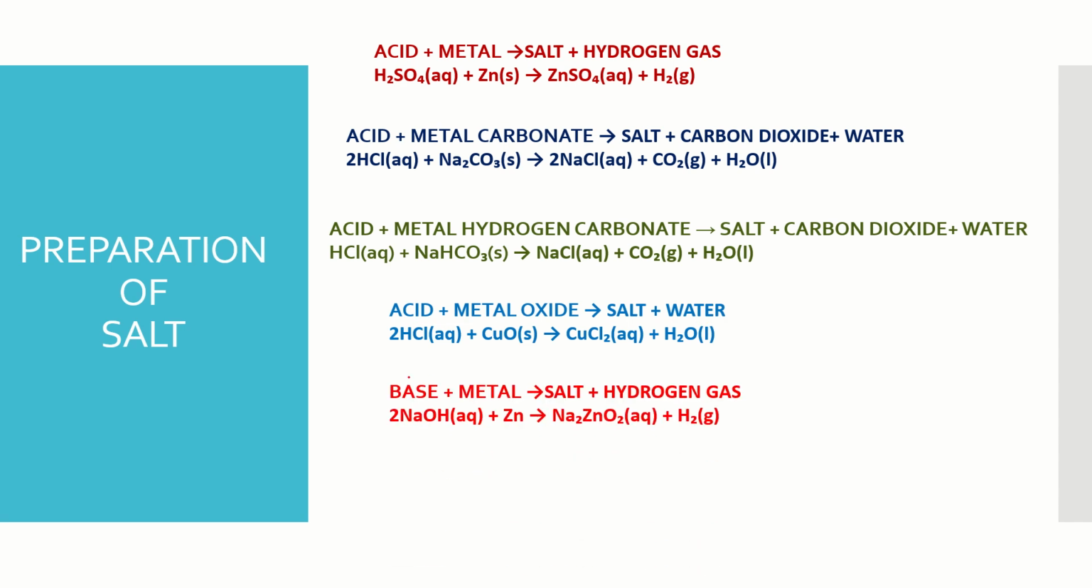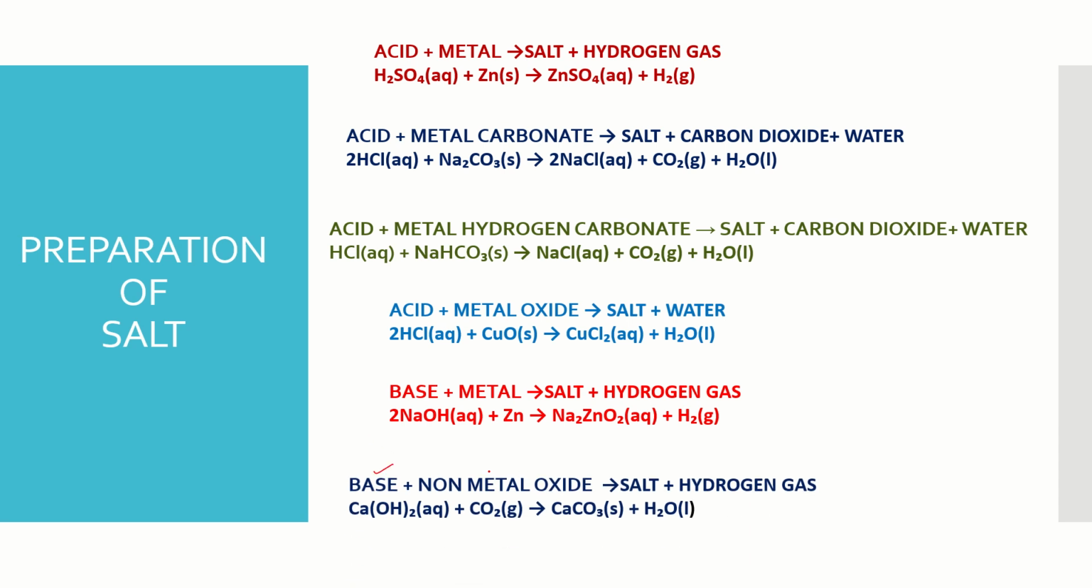Apart from acid, when bases react with metal, we get salt and hydrogen gas is liberated. Sodium hydroxide is a base and zinc is a metal. So we will get sodium zincate salt plus hydrogen gas is liberated. When a base reacts with non-metal oxide, calcium hydroxide reacts with carbon dioxide, we will get calcium carbonate as the salt and water is formed. So these are the preparations of the salt.